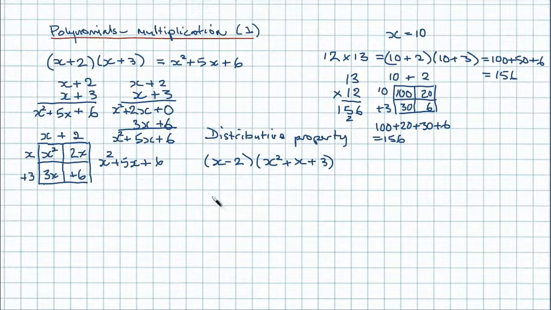Now if we think of grid method here, how many terms should we end up with? Well, grid method helps us think about this, I think. If we have, I'll quickly sketch it down, x minus 2, and then we've got down here x squared plus x plus 3, then we've got 6 boxes, okay?